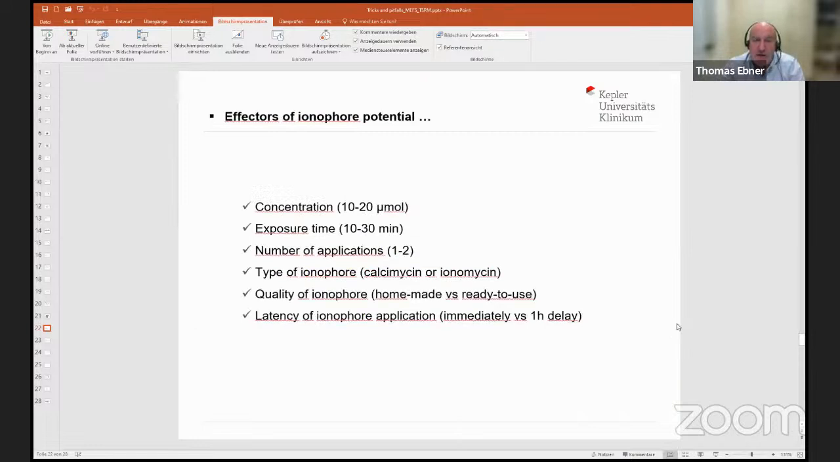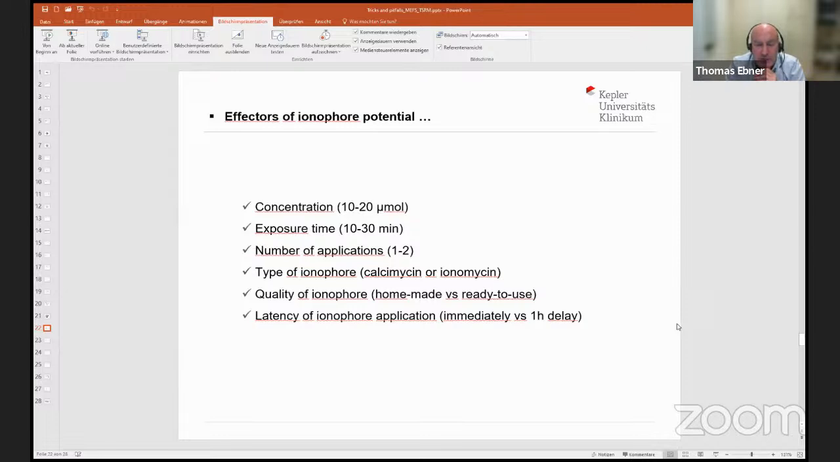So the effectors of ionophore potential are numerous, I would say, irrespective of whether you use a ready-to-use one or make your own in your lab. So it's the concentration. You have to be aware which concentrations you use. You can under-concentrate it, you can over-concentrate it, although over-concentration does not do that much harm. Exposure time is critical, keeping in mind osmolality. So the shorter, the better. So maybe it's better to have 2 shorter pulses or applications than 1 longer one.